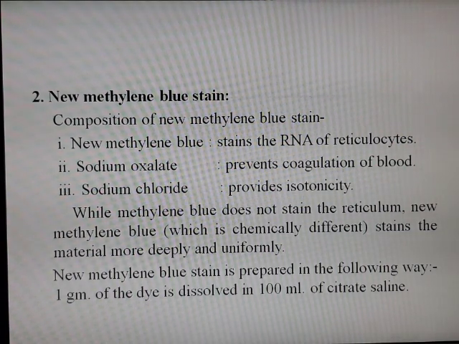Now, while methylene blue does not stain the basic reticulum, new methylene blue, which is chemically different, stains the material more deeply and uniformly. So new methylene blue is chemically different because it can stain the basophilic reticulum in a very good way. New methylene blue stain is prepared by dissolving 1 gram of the new methylene blue dye in 100 ml of citrated saline.